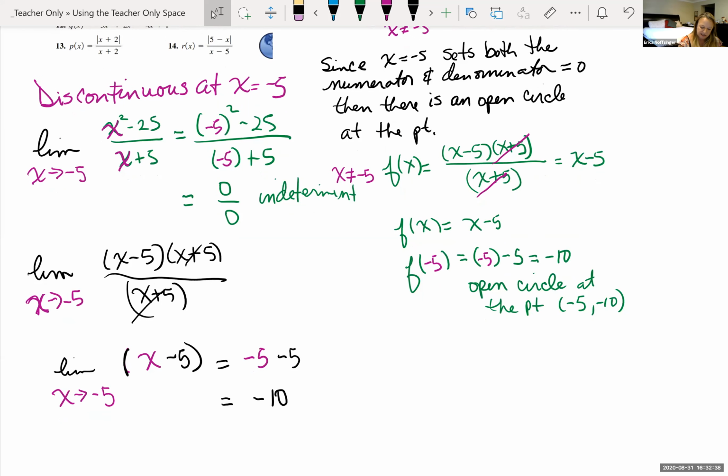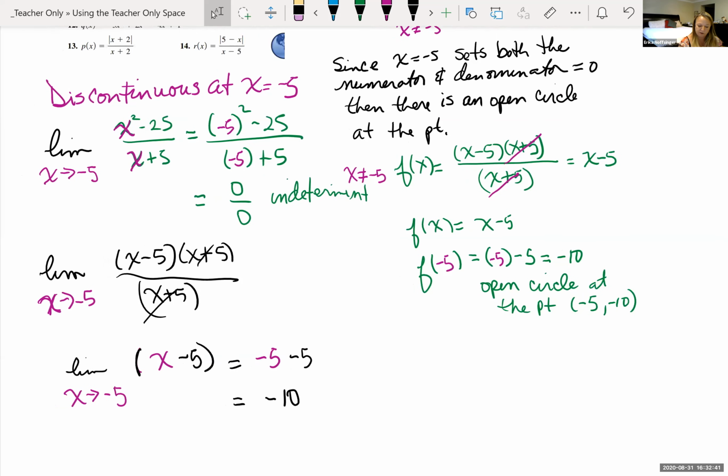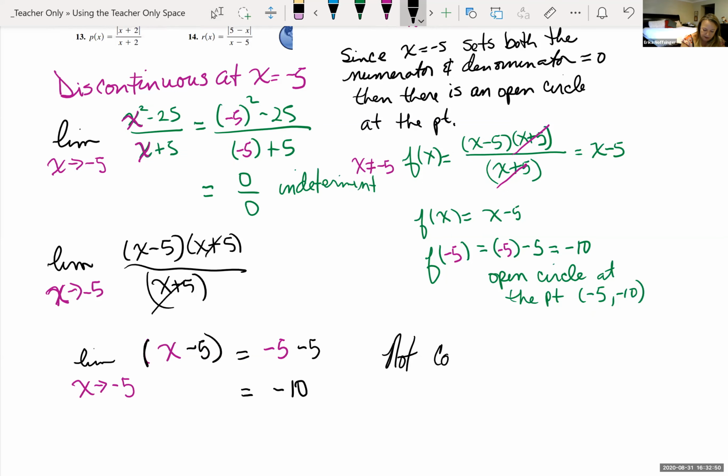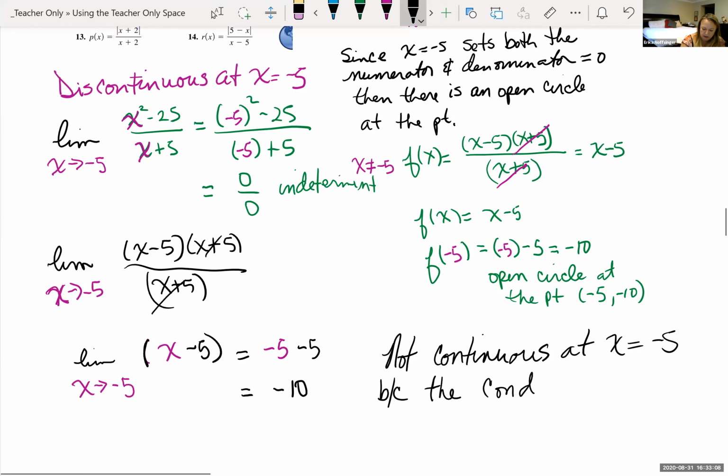And there are two things that hold for discontinuity. So it's not continuous at x equals negative 5 because the following conditions for continuity do not hold.